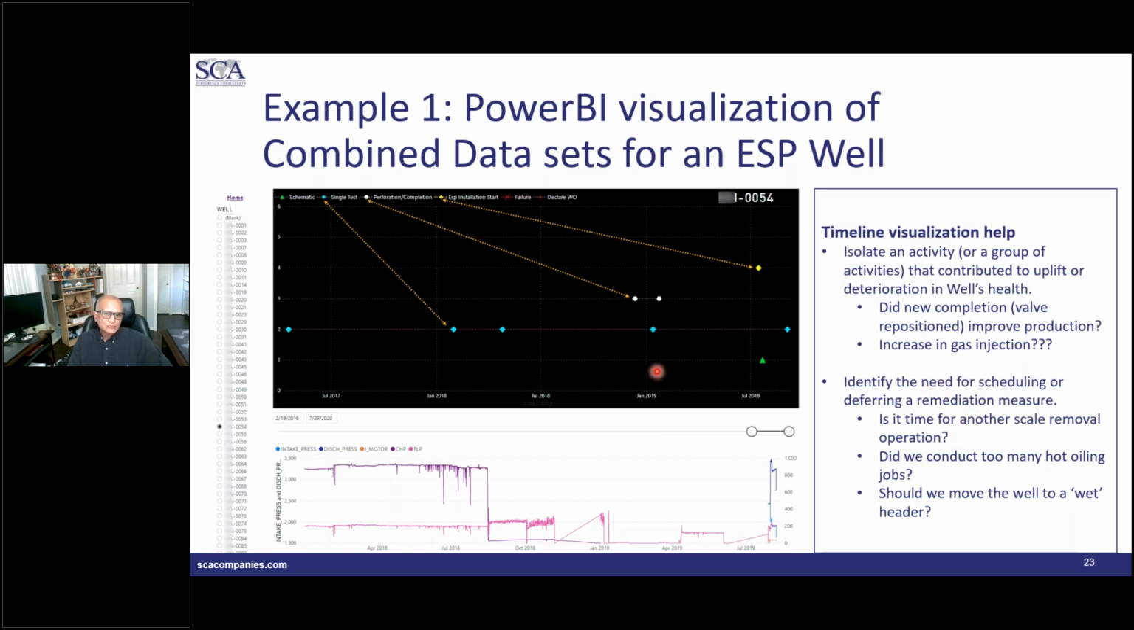You can also use this to identify the need for scheduling or deferring a remediation measure, right? Are we conducting too many hot oilings? Or should we move a well to a wet header? These are some of the questions that can be answered with this type of analysis.